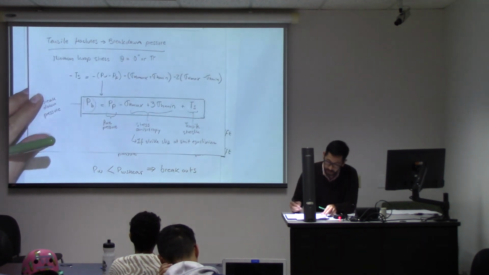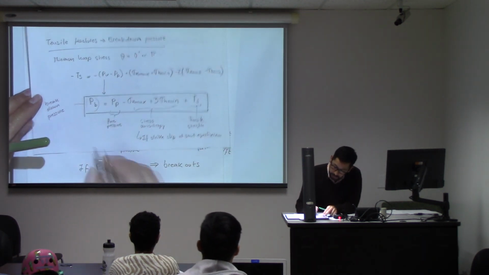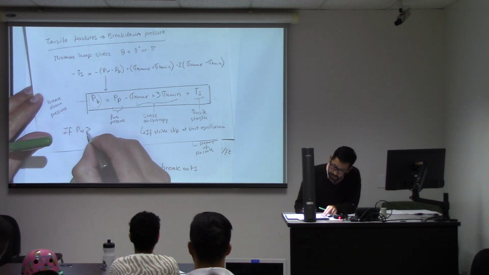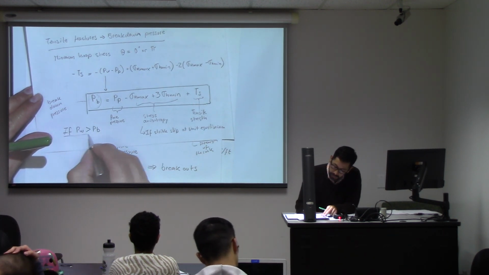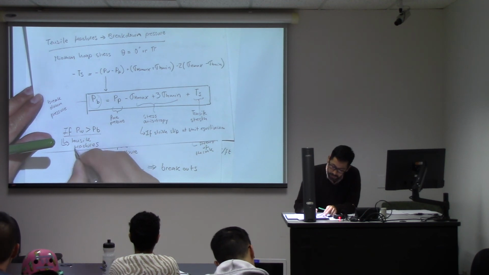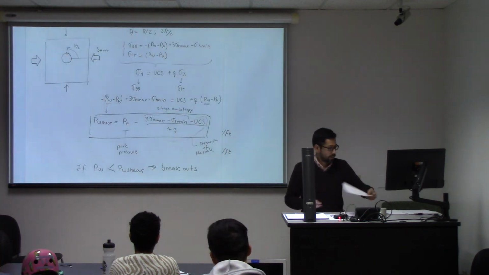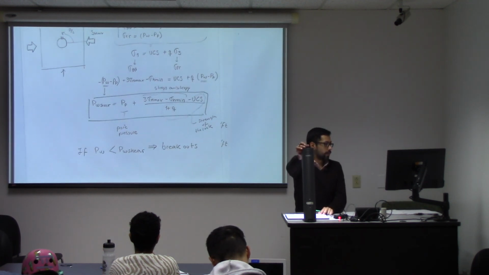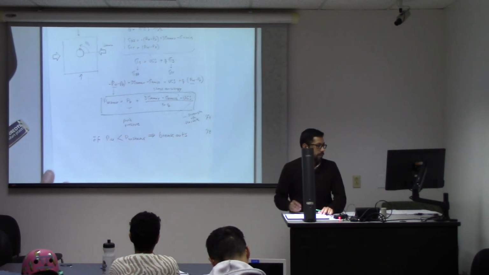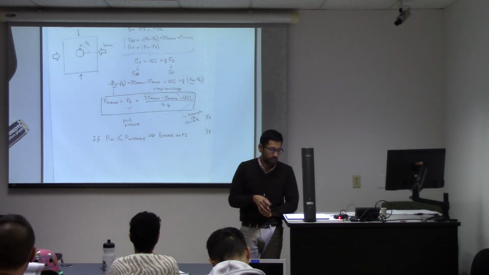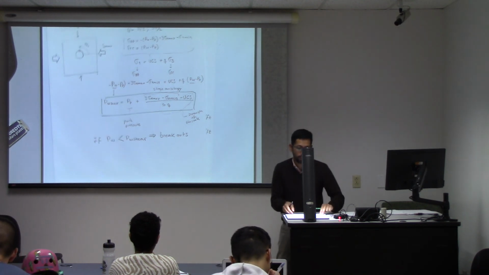And I didn't write that in the previous one. So over here, if PW is higher than PW fracture, then this leads to tensile fractures. Okay, so this is going to be a lower bound for the pressure in the wellbore.